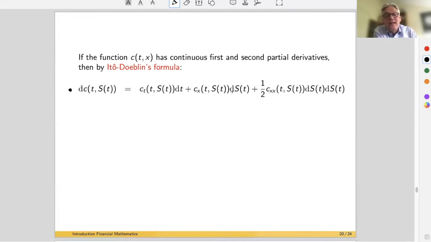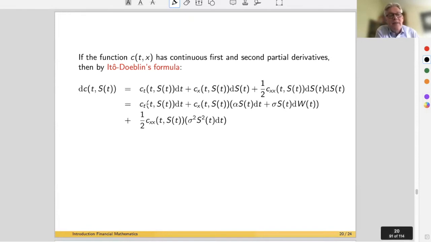dS we know, that is our price process. These are the price process dynamics. And dS dS we also know, right? That is connected to our quadratic variation. So let's substitute everything that we know.